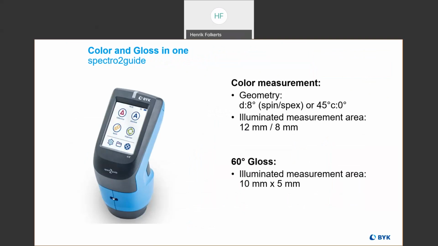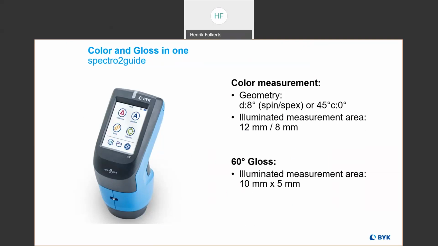So for that, we have our Spectra 2 guide instrument. This comes in the three geometries just discussed. It comes in the D8 geometry, which means you get spin and specs in one instrument. And it also comes in the 45C0 geometry. In addition to that, it comes with a built-in 60-degree gloss meter.